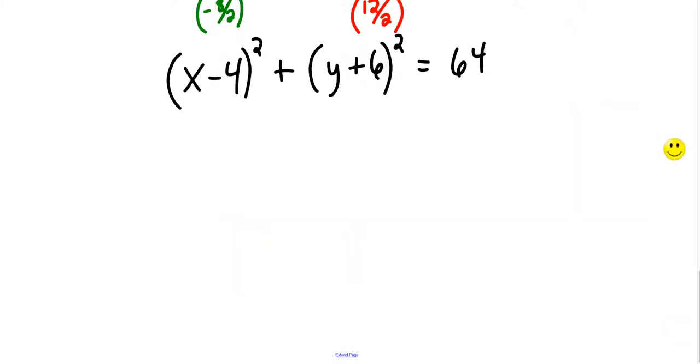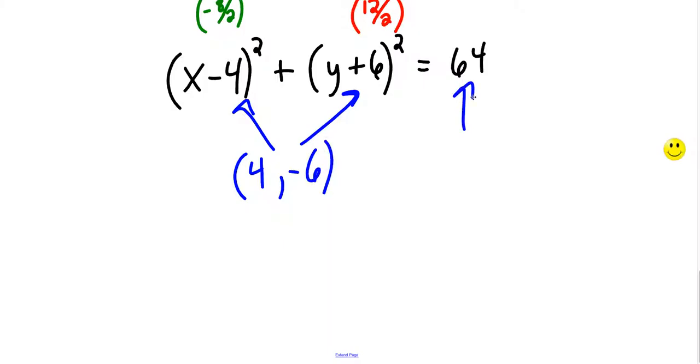So now we need to know the center. The center comes from these 2 points. It's the opposite sign, so our center is 4, -6. And our radius is the square root of that, so our radius will be 8.